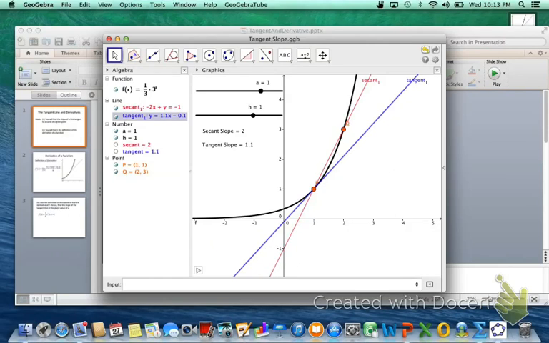Now, I don't want you to pay attention to that slope so much right here, but I do want to show you something. What I'm going to do is decrease the horizontal distance h between those points P and Q.